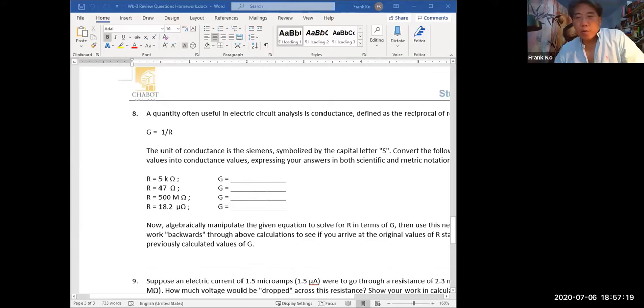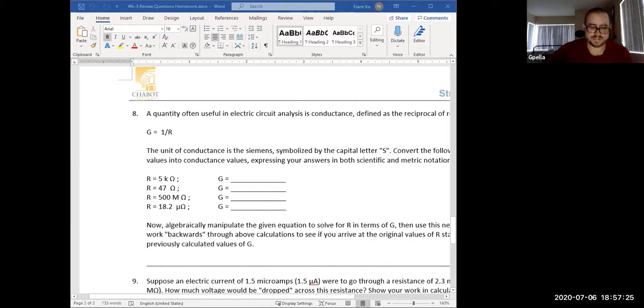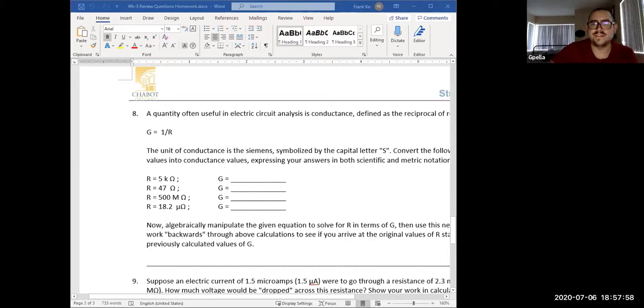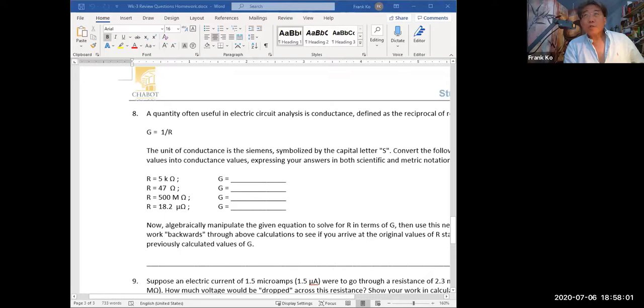All right, so Gregory, did that answer your question regarding question number 8? I think so, but just to clarify, the next part of that question was to algebraically manipulate the equation to solve for R in terms of G. Were we just entering the G amount, the Siemens, into the calculator, and then hitting the reciprocal key again, equals your resistance, and it goes back to what the original value was? That is correct. Yes. That's the purpose of that last part of that statement. Cool, that answered it. Thank you. Good question.